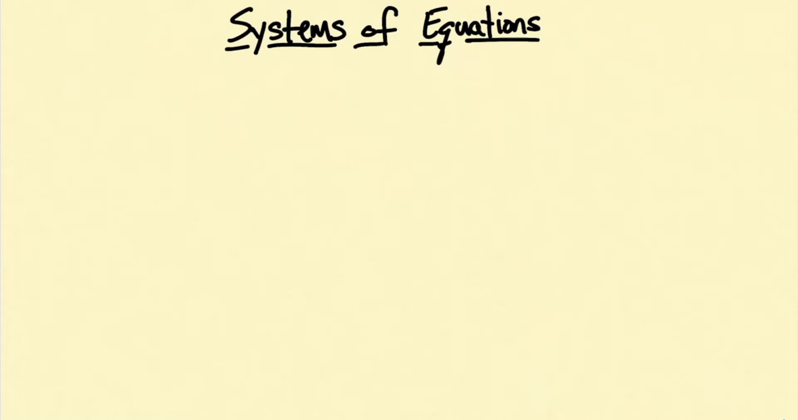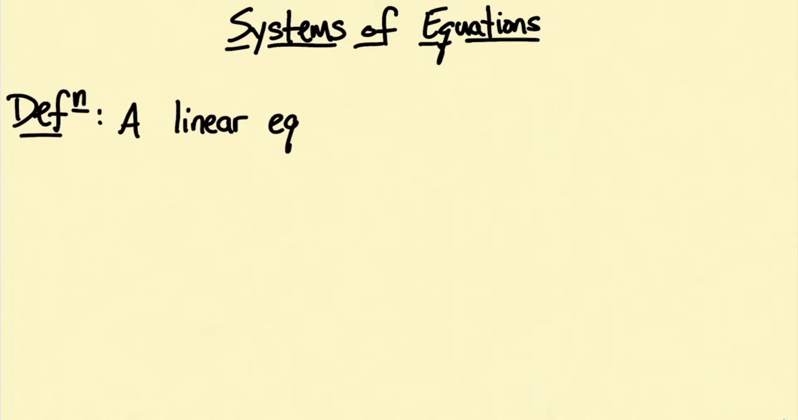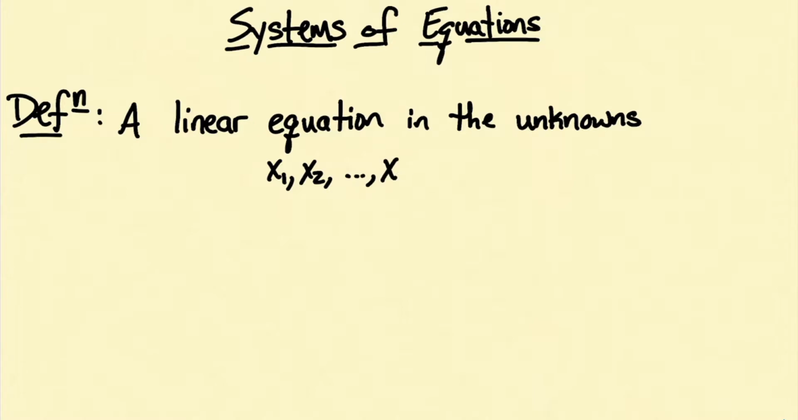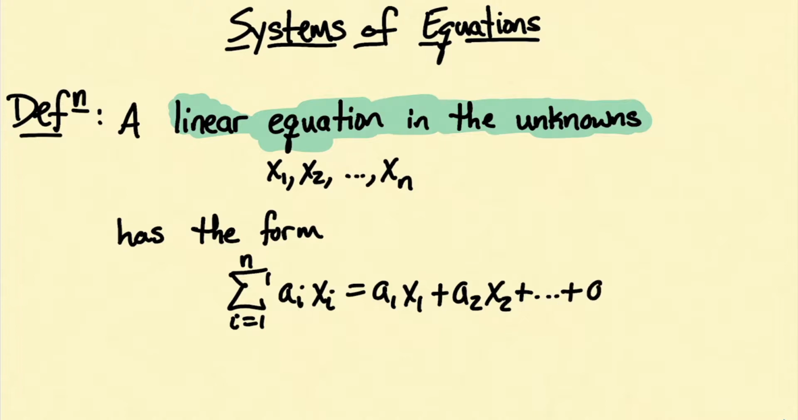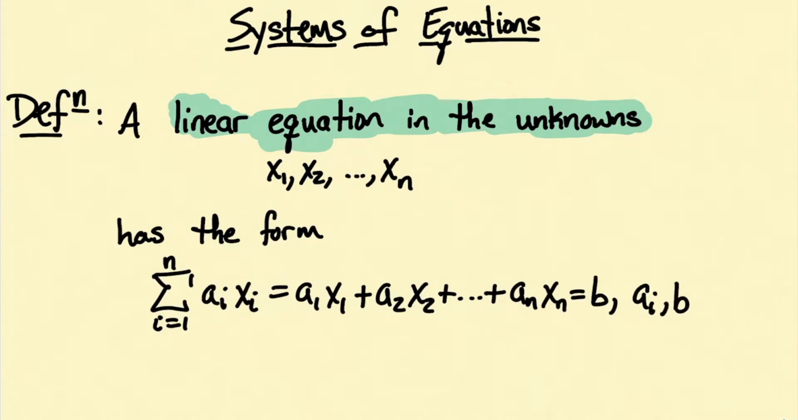So we're going to start out first with the definition of a linear equation. We say a linear equation in the unknowns x1, x2, x3, all the way down to xn has the form, the summation from 1 to n, ai times xi, which just means a1 x1 plus a2 x2 plus etc. down to an xn is equal to b, where the ai's and the b are just regular old real numbers.